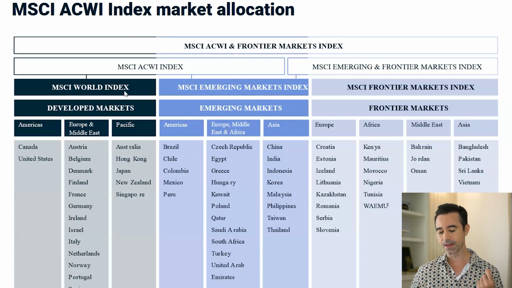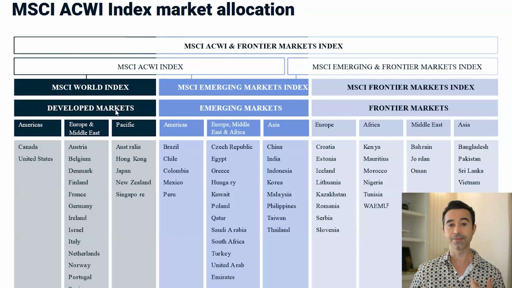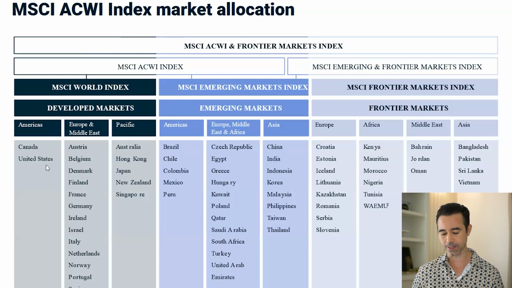And then you have the MSCI World Index, which is the Developed Market Index. That's what we're talking about today. This has the Americas, so you have Canada in there, you have the US, but we're not going to talk about US stocks in this. You have Europe and Middle East, you have Pacific. So I hope that makes sense. This video is about international ETFs, and we are talking about developed markets right now. I'll do another video about emerging markets, but today it's developed markets.